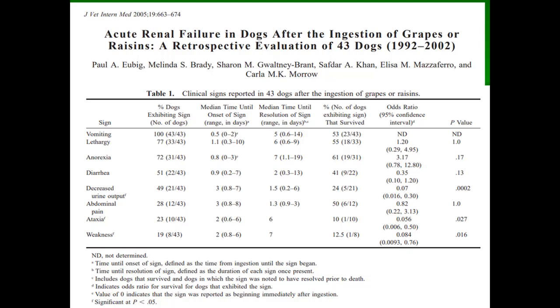And if these last 3 signs were manifested, they were associated with a very negative outcome. And this is what is shown on the column with the percent of dogs exhibiting each sign that survived. As we can see, if there was oliguria and anuria, only 24% survived, just 10% of those with ataxia, and 12.5% for those with weakness. So the outcome was that 23 of the 43 dogs survived with the treatment, and those dying did so around day 6 after the exposure.